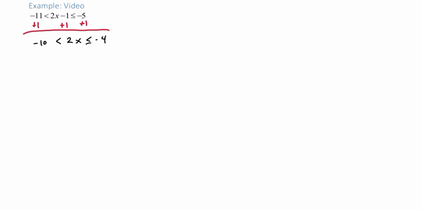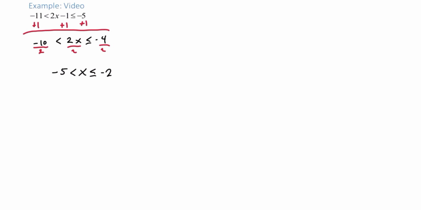Next, we need to divide by 2 in the middle. And if we do it in the middle, we need to do it on the left and the right as well. Now we have negative 5 is less than x less than or equal to negative 2. Once you've isolated the x, you've finished.